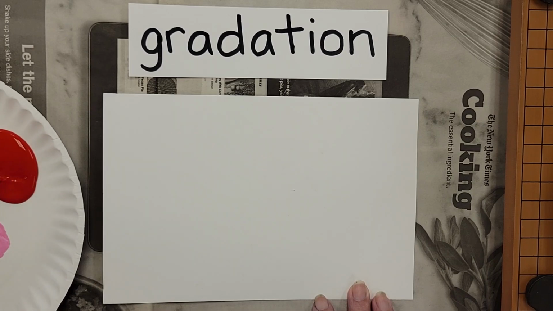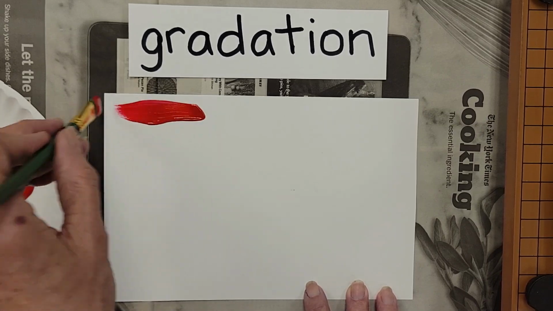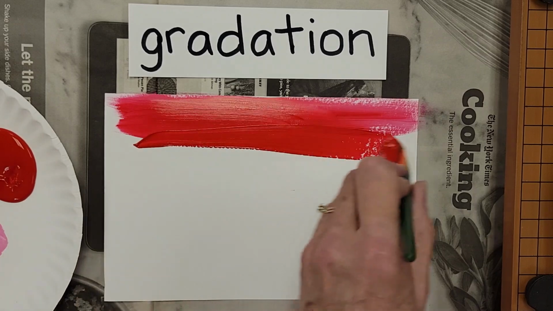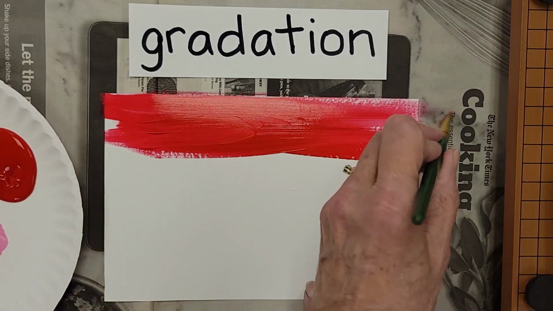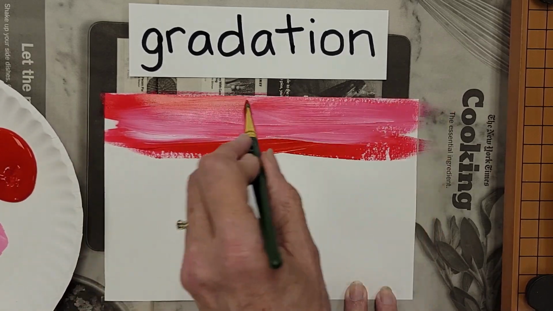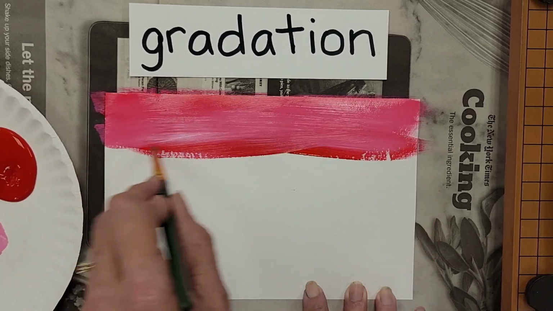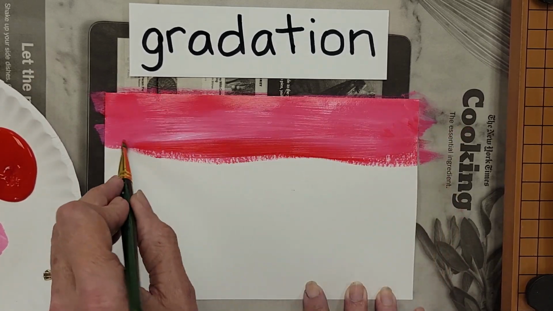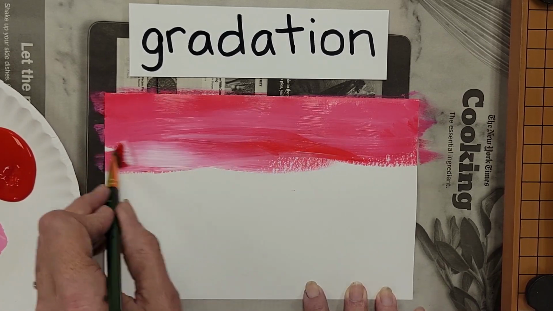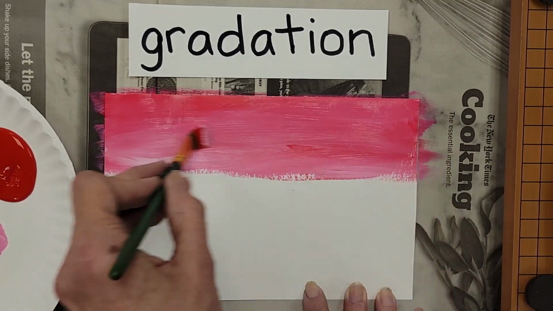So I'm using a wide, flat brush, and I'm just going to start with some red, and I'm going to make some nice long streaks of red across my paper. And then I want to get that white, and I'm going to mix that white right into it. It's okay if the color doesn't mix completely, because I could have a few little white clouds floating by.